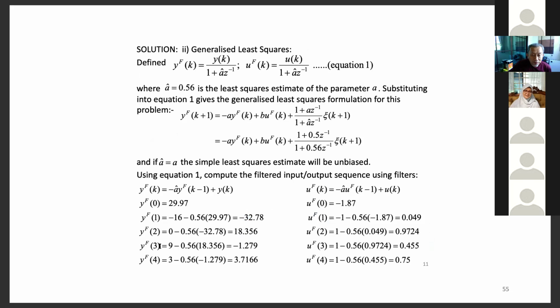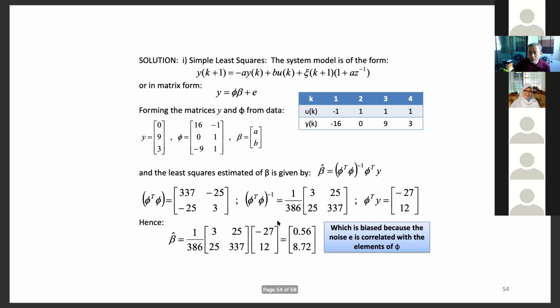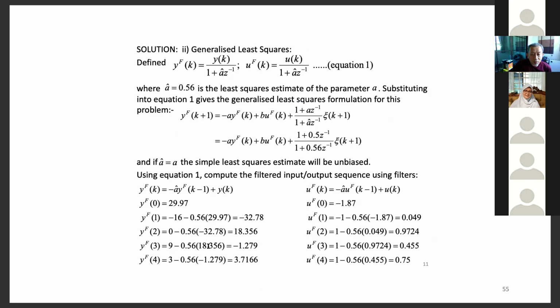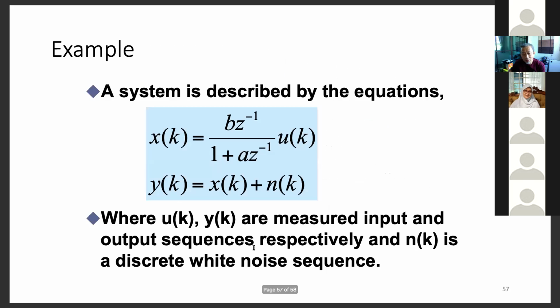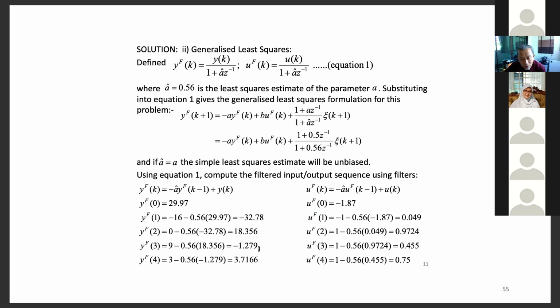Then continue, yf3. The 9 we get from the table here, y3. Minus 0.56, the estimated A, times 18.356, which is the yf2 value. So you perform the calculation, and you get minus 1.279.